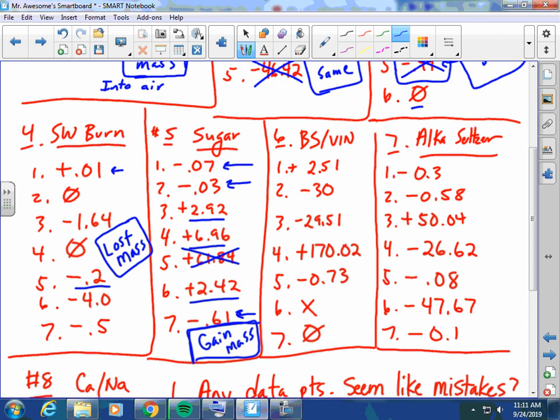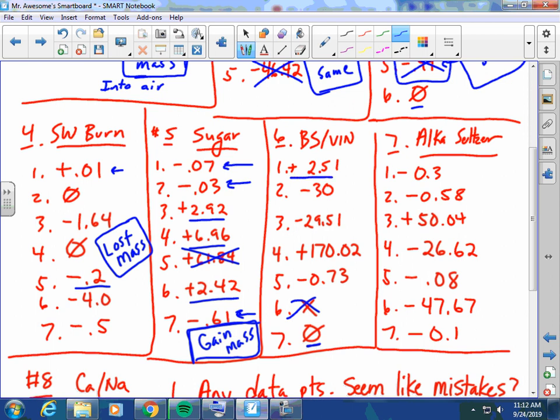Number 6? Well, 6, we didn't have data. So yeah, we're not going to use that. 7, no change. Anybody disagree with those? So let's take a look at what this really means.